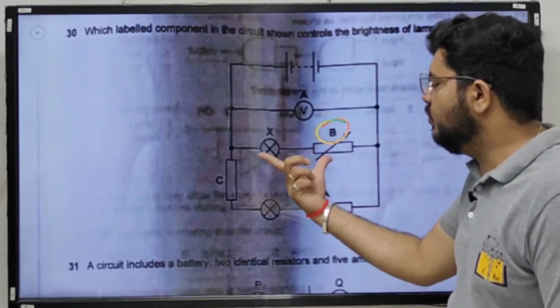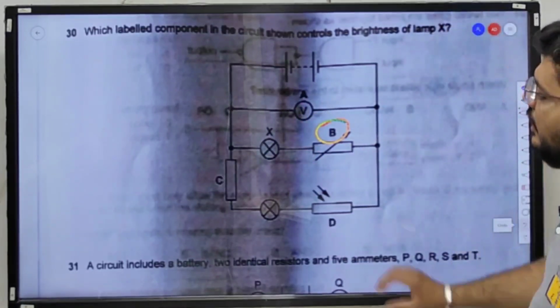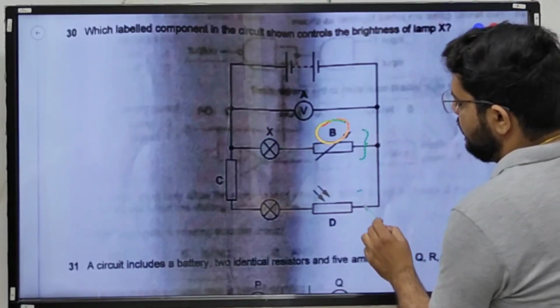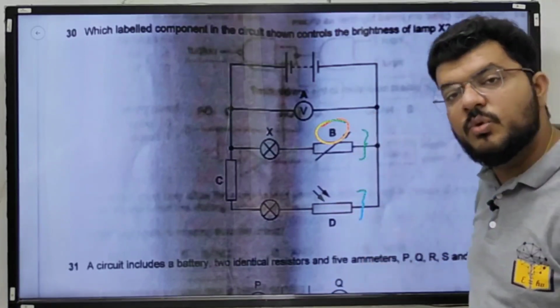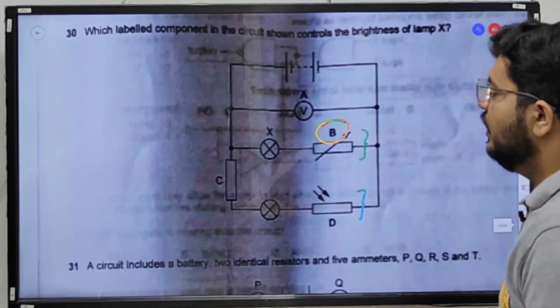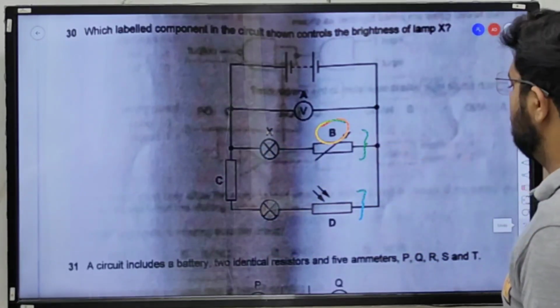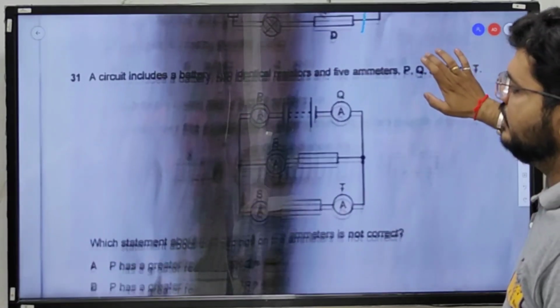A measures the voltage across these two, right? And because of this arrangement, this arrangement and this arrangement are in parallel connection. The voltage across both of them is equal, and therefore this does not have any effect on the voltage in this branch. Therefore, my answer is B.